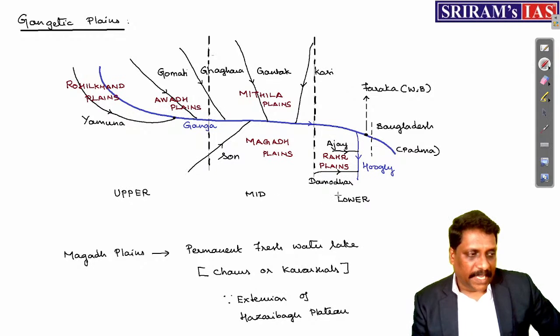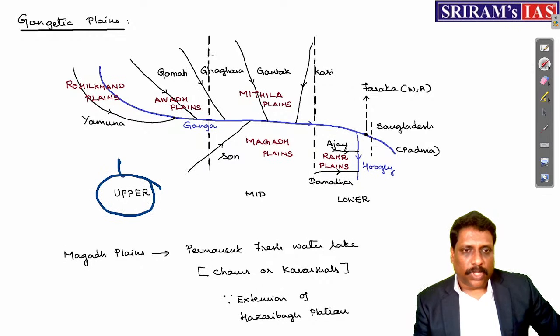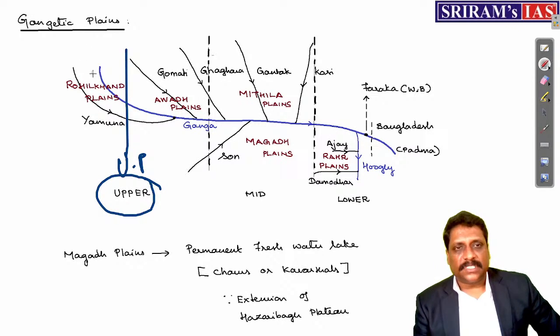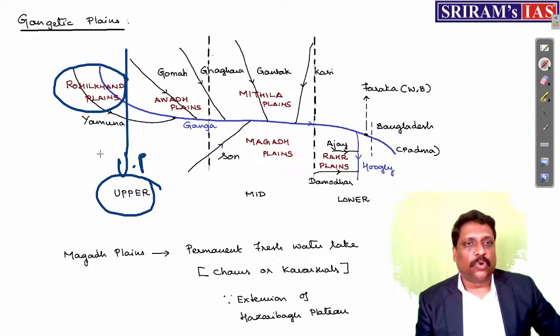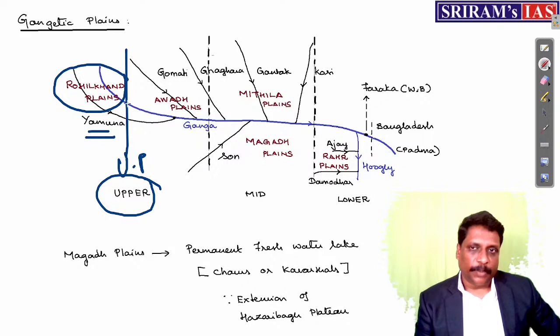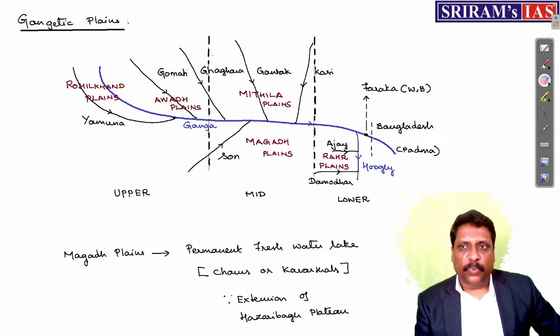Upper, mid, and lower Gangetic plains based on the course of the river. And when I talk about the upper Gangetic plain, that is Uttar Pradesh, we have two unequal plains. Towards the western side, I have a small, elevated, but fertile plain called the Rohilkhand plains. Sometimes Rohilkhand plains is also called what? Yamuna Ganga Doab, because it largely lies between Yamuna and Ganga.